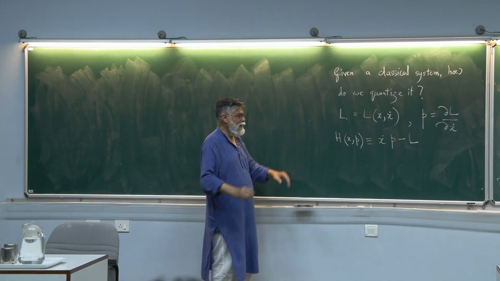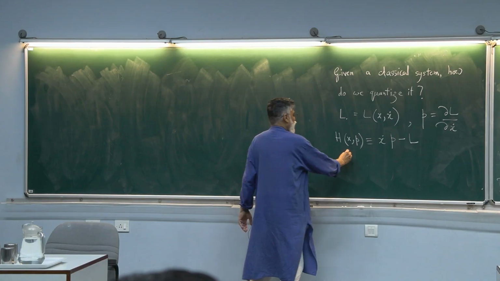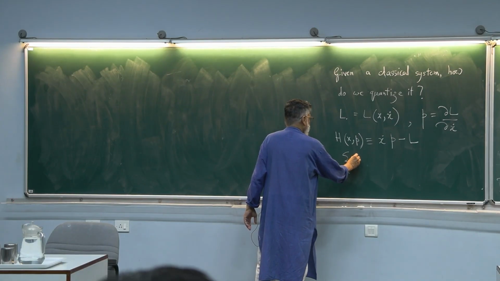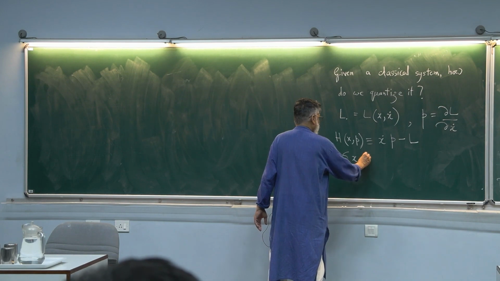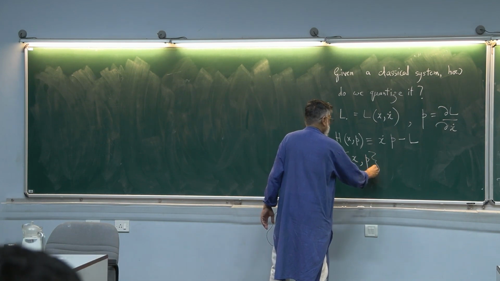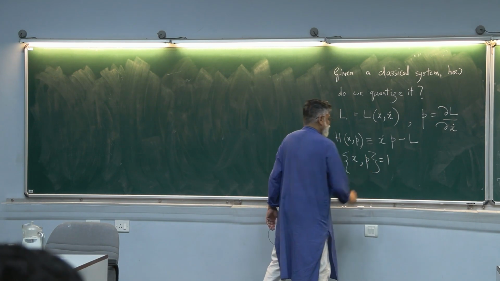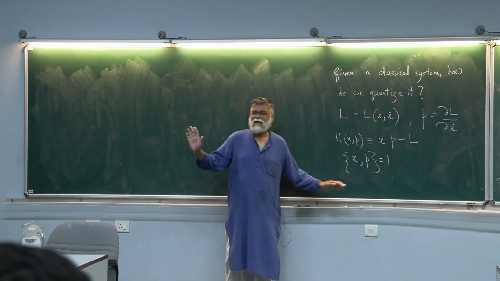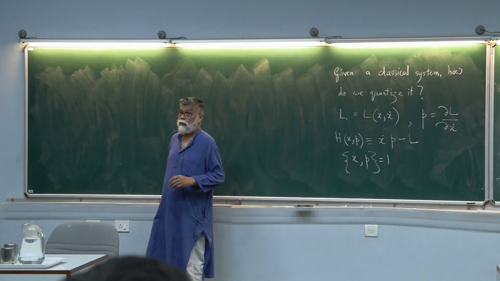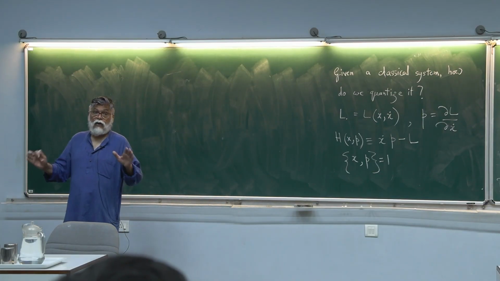Then in a classical dynamical system, what is very important is the canonical, or rather the Poisson bracket, of position and momentum, which for a one-dimensional system is 1. This is all about the classical dynamical system. Now we want to quantize it.